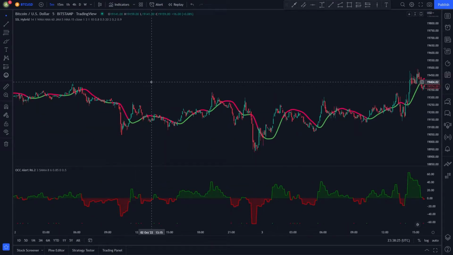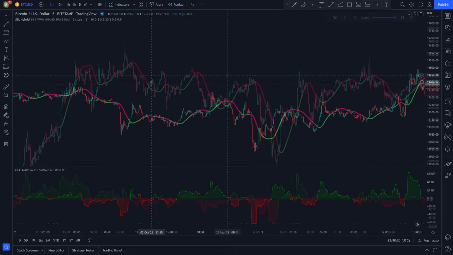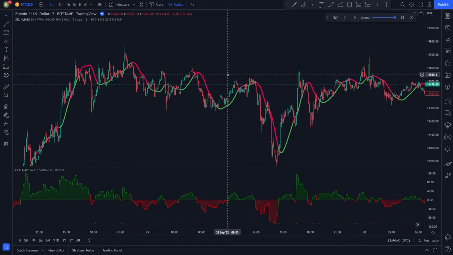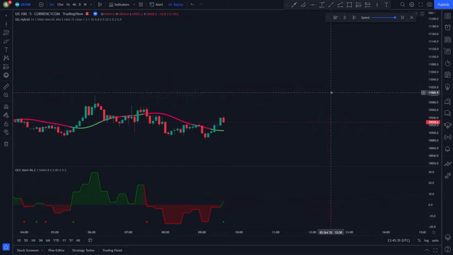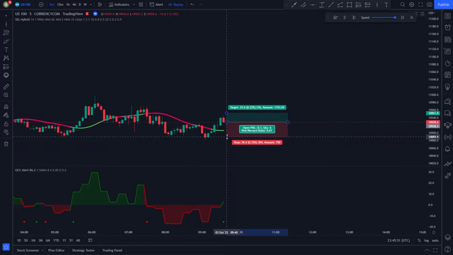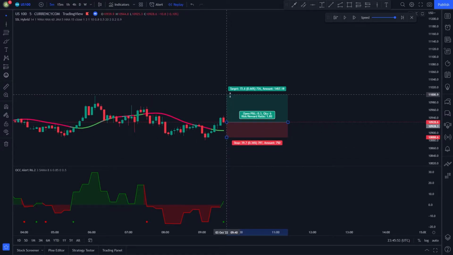Now that we have everything set up, we can start with the strategy rules. The rules to entering a long position are the following. We need a buy signal to be issued by the OCC indicator. We also need the SSL hybrid line to be colored in green, and we need the price to be trading above the green line. In this example, all our conditions are met. The OCC indicator gave us a signal to enter a long position. The SSL hybrid is colored in green and the price is trading above it. So we enter a long position. We set our stop loss at the recent swing low and our take profit at 1.5 times the risk.